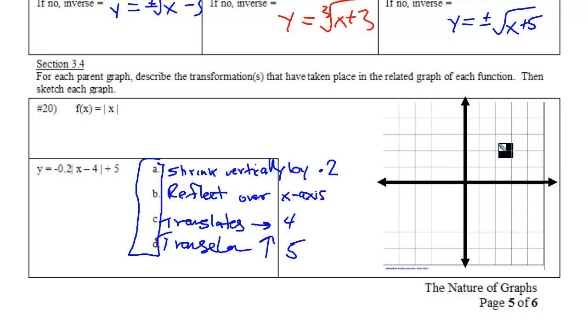So this graph started out looking like this. If it was shrunk vertically, that means it now looks more like this. If it's reflected over the x-axis, now it looks more like this. If it's translated right 4 and up 5, then it looks more like this, with that vertex then being (4, 5).